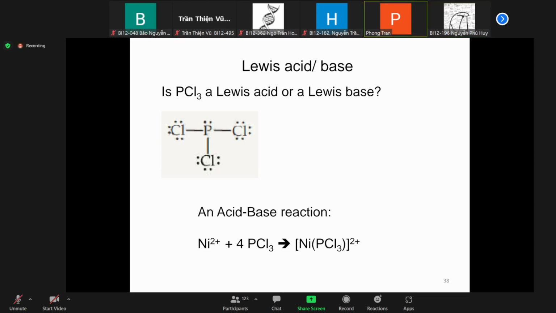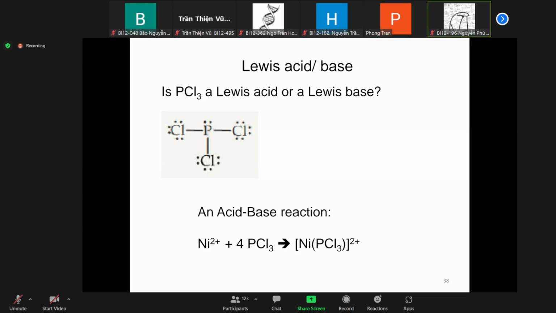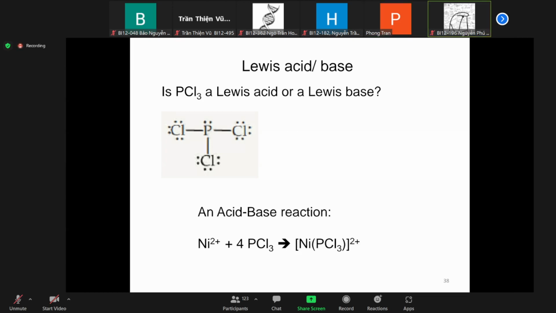Okay, so basically you have different definitions of acids and bases. Now if we look at Lewis acid or Lewis base, that means the acid-base definition by Lewis. One compound that can give electrons is a base.